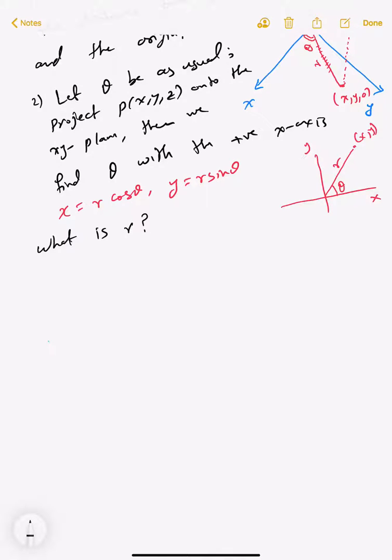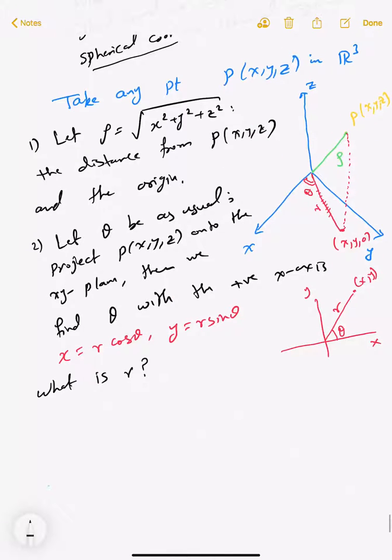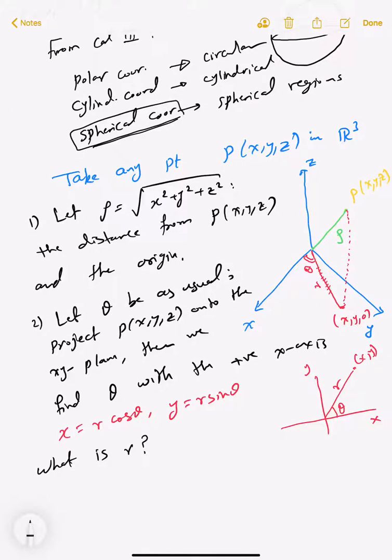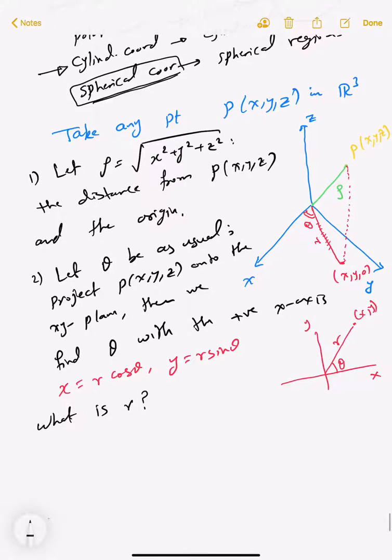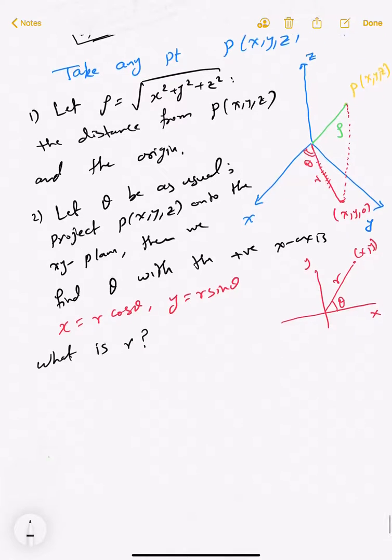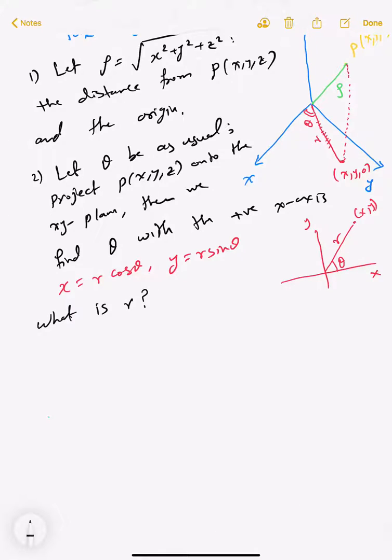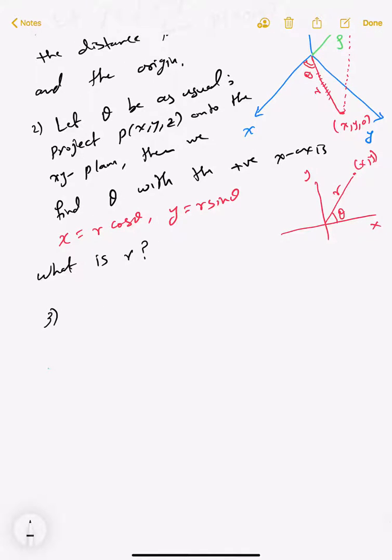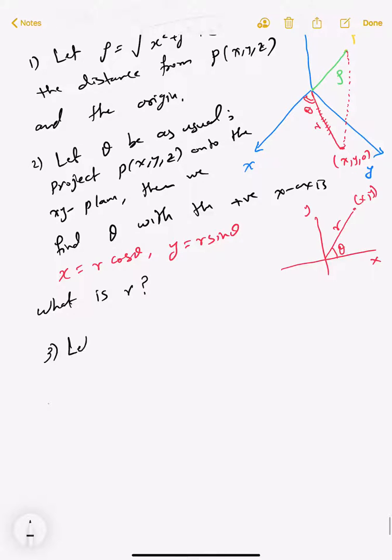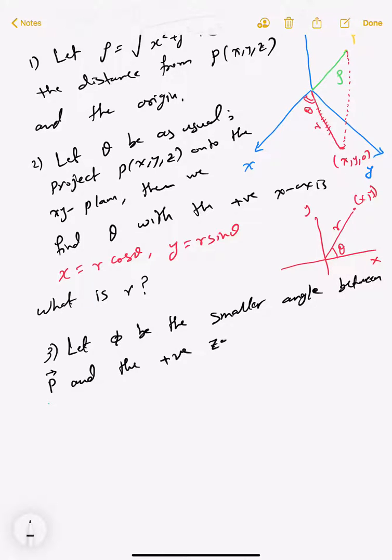Now I don't want to see the r. In the spherical coordinates, r is used when we deal with cylindrical coordinates. If you're dealing with spherical coordinates, you will have the rho, you will have the theta, but not the r. However, for the r, we need to add one more parameter. So the third parameter, which will help us find r, is phi. Let phi be the smaller angle between the vector P and the positive Z axis.